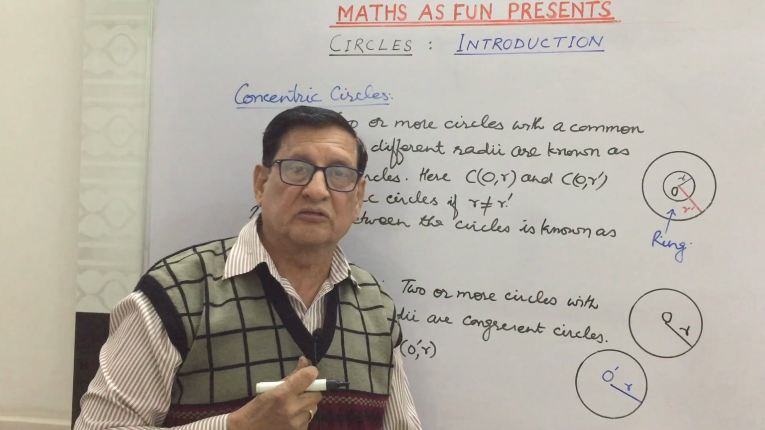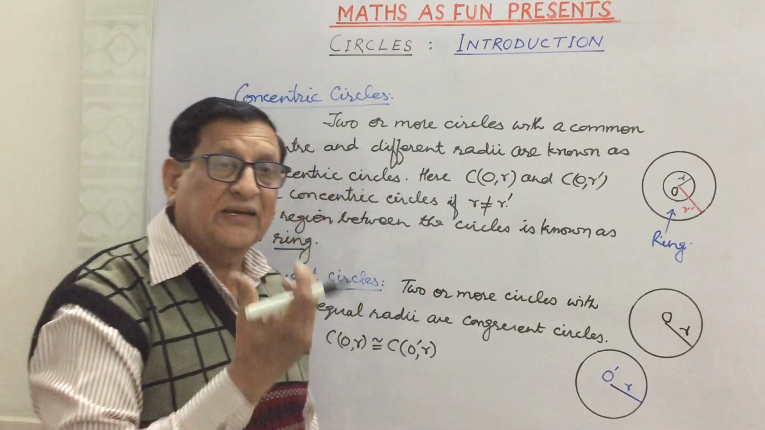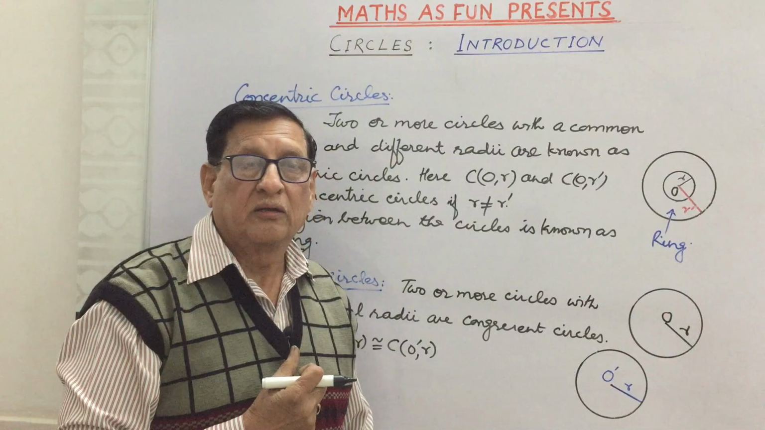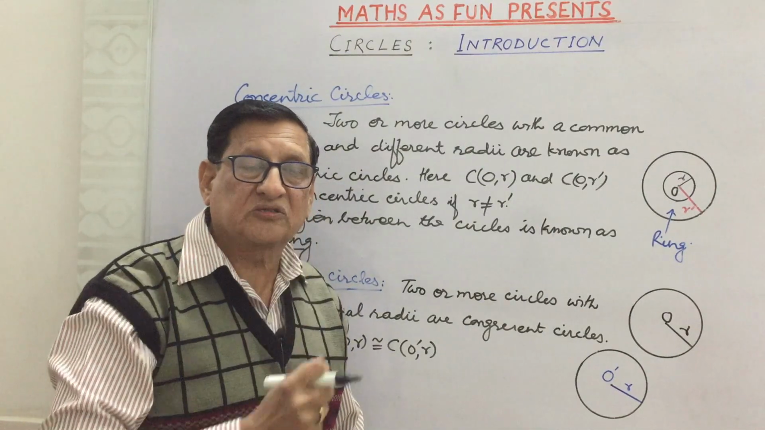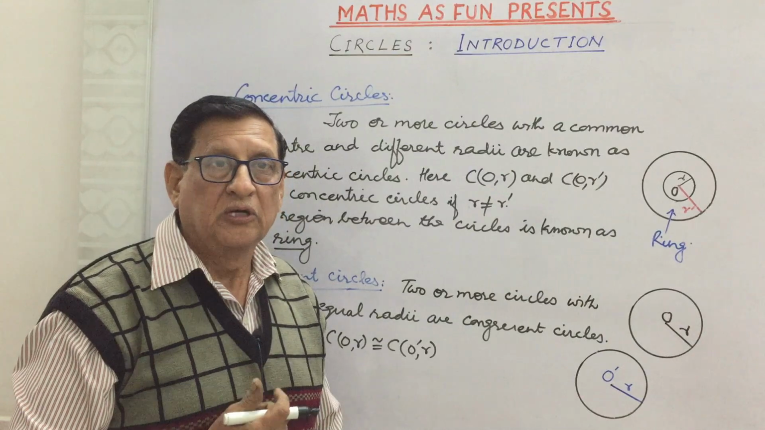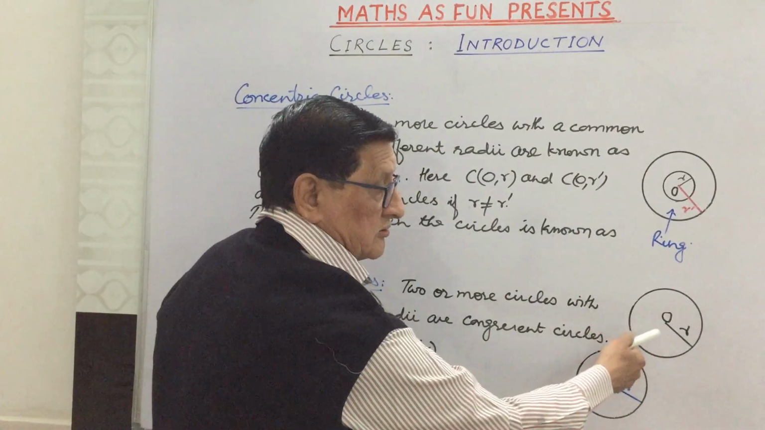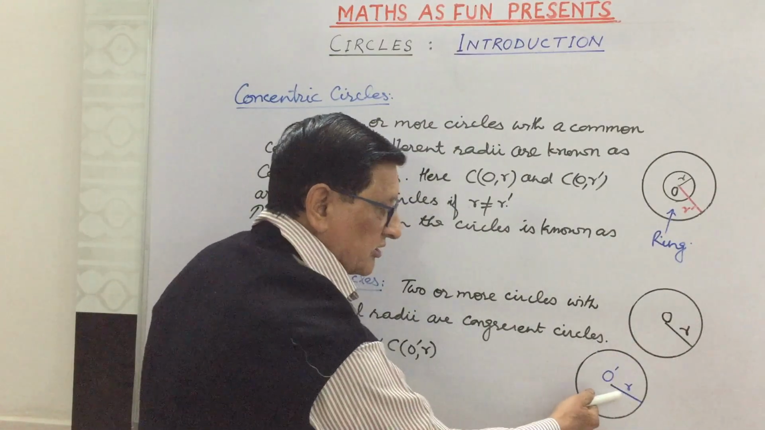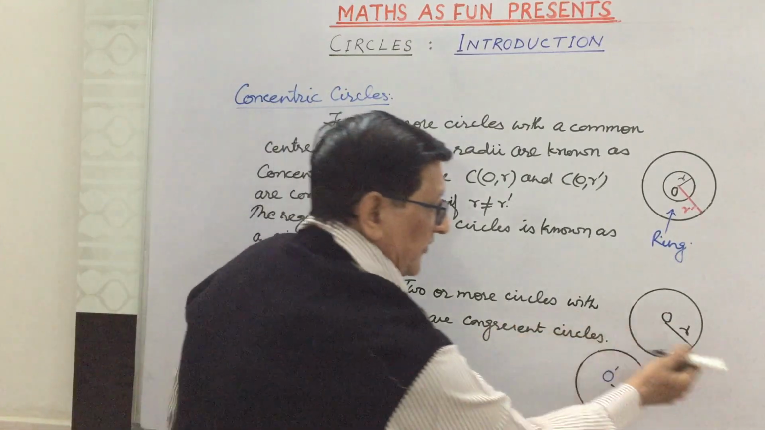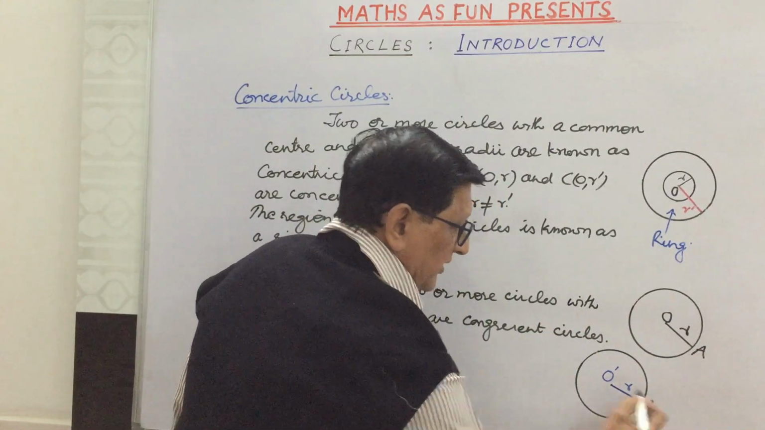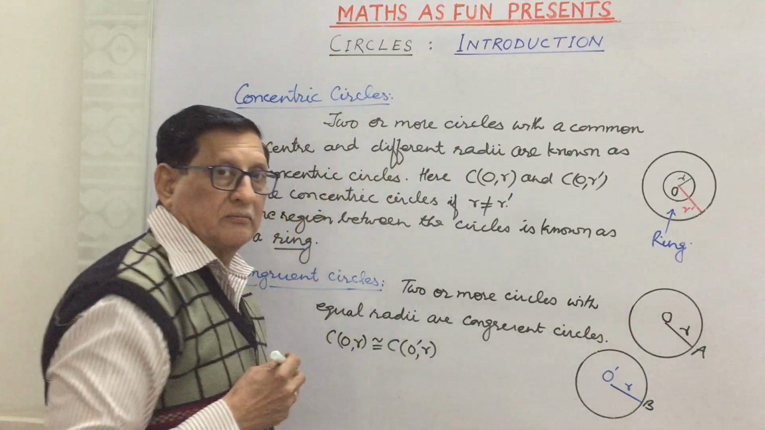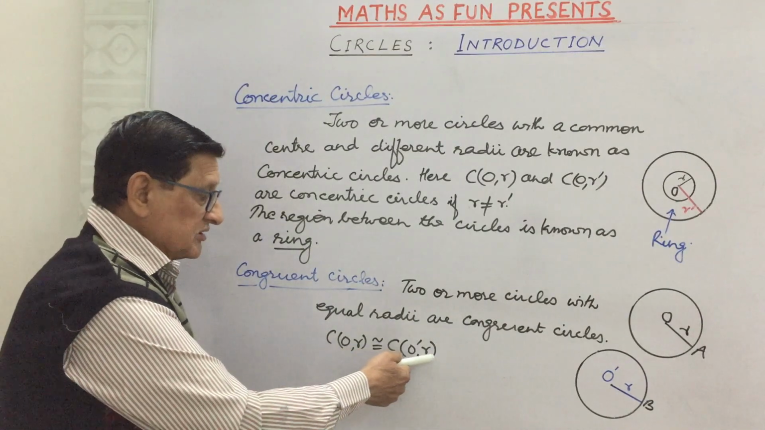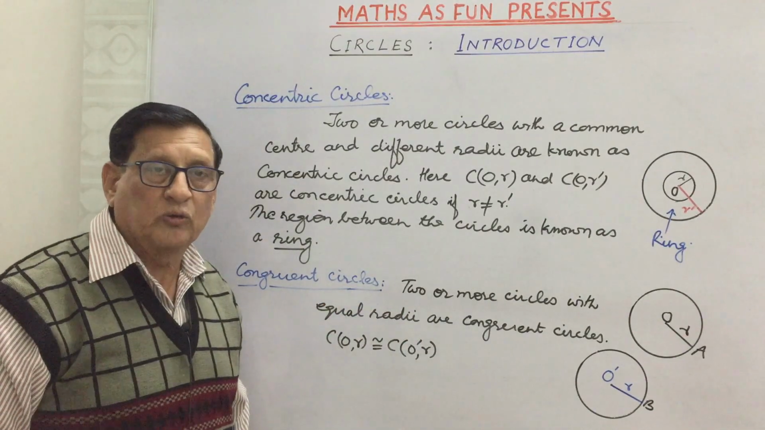Now about the congruent circles. Congruent means equal. So 2 circles will be equal if their radii are the same. Centers may be different. Like here we have 2 circles whose centers are O and O dash, but radius R, here also radius R. Here we find OA and this is O dash B. Both are equal. So we can say that C(O, R) and C(O dash, R) are congruent circles or equal circles.